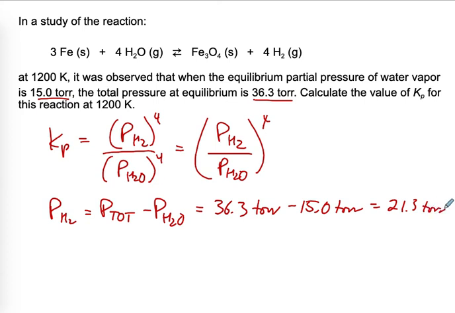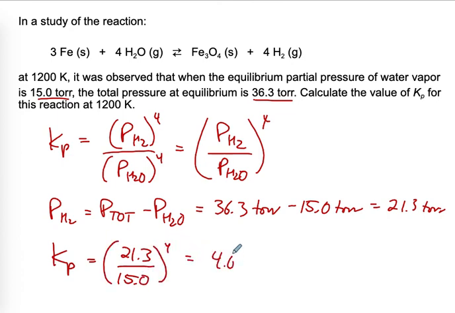So now I can simply plug into my Kp expression. Kp is the partial pressure of hydrogen divided by the partial pressure of water vapor raised to the fourth power, or 4.07, is my value of Kp for this reaction.